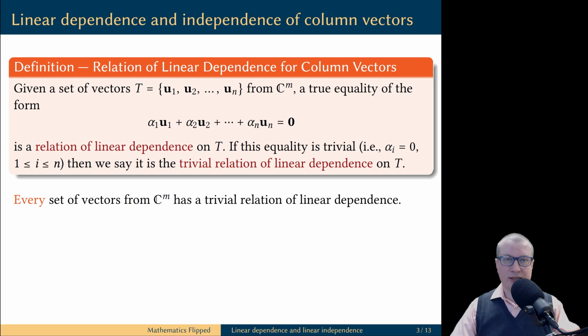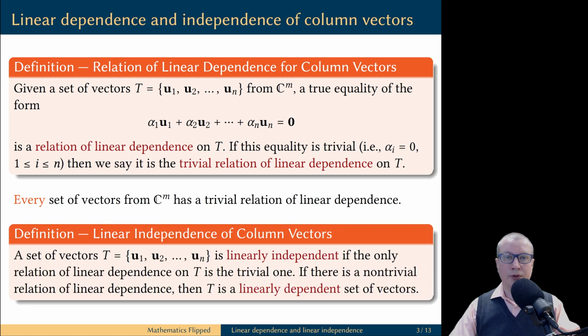If you take any set of column vectors, it always has a trivial relation of linear dependence, because if you use zeros for scalars in a linear combination of these vectors, it is always going to equal the zero vector. It doesn't matter what the original vectors are. Now we are ready for the main definition of this lesson.